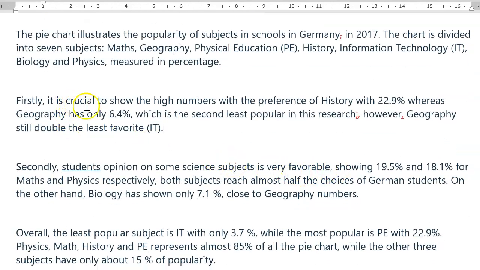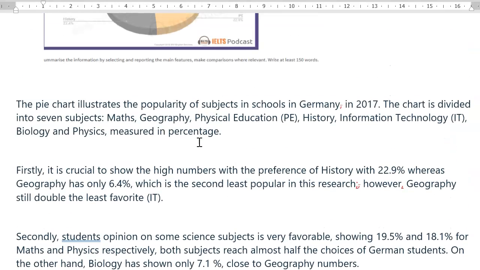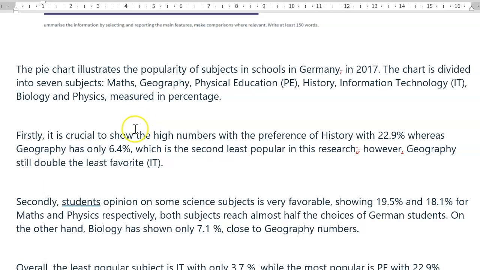I wouldn't say just crucial to show. This sounds a bit personal, you know. Also, the formulation here sounds a bit awkward. I would rather say that a high number of students preferred history, and namely 22.9%, comma, whereas geography was chosen by only 6.4% of students, which made it the second least popular in this research.